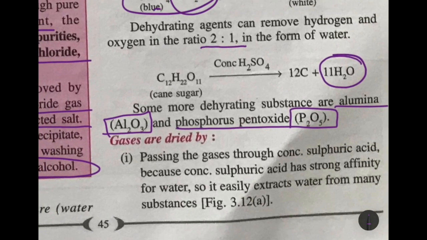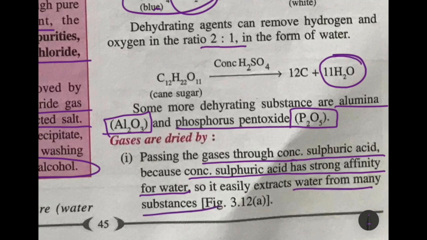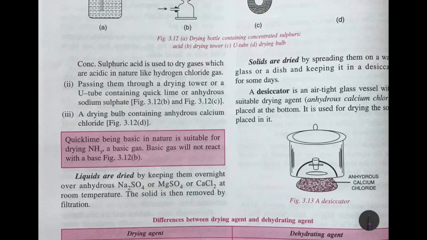Now gases are dried by passing them through drying agents. Sometimes gases have water vapor mixed with them, so these gases must be dried. Water vapor should not be mixed with these gases, so we can dry them by passing them through concentrated sulfuric acid, because concentrated sulfuric acid has a strong affinity for water, meaning it can easily remove the water, so it extracts the water from many substances. Concentrated sulfuric acid is used to dry gases which are acidic in nature, like hydrogen chloride gas. That means acid and acid will not react with each other.